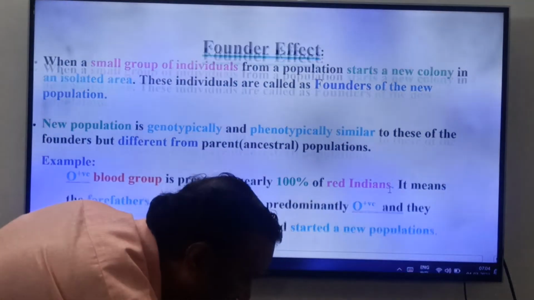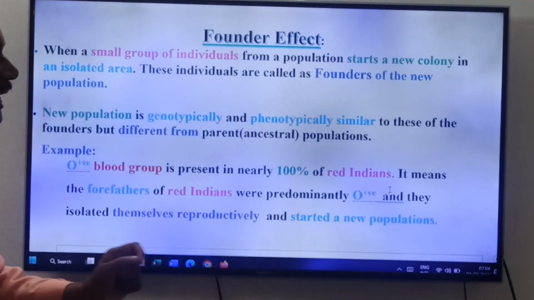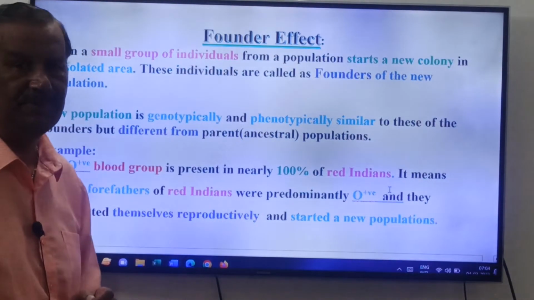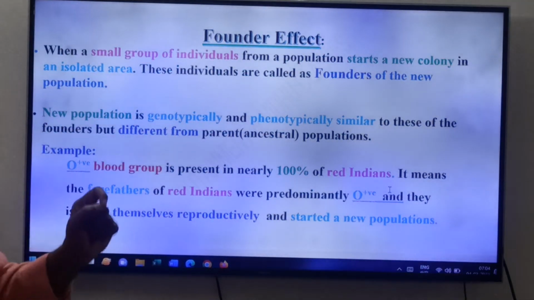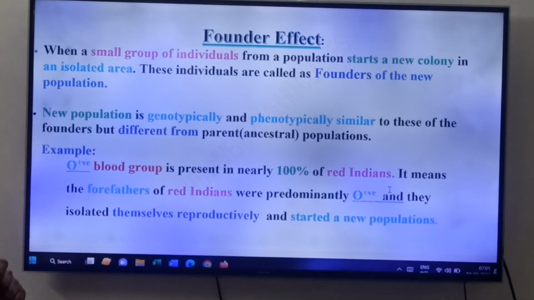Now come to the founder effect. Friends, genetic drift is explained with two examples: one is the founder effect and the other one is the bottleneck effect. Here you have to write about the founder effect only.